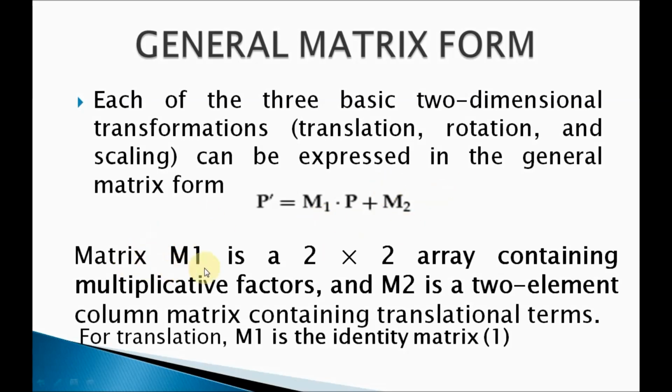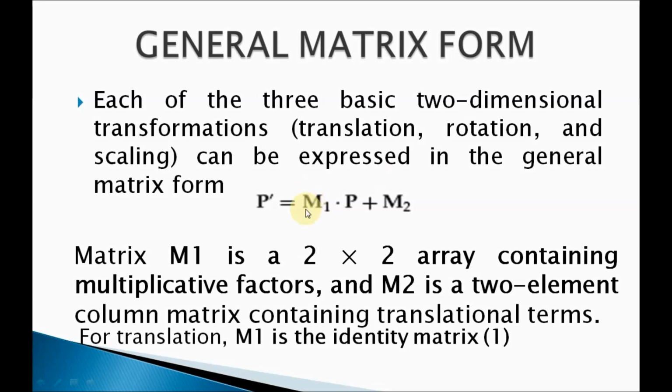But before that, matrix M1, what is it? It's a 2 by 2 matrix containing multiplicative factors. Now M2 is also a matrix, a two-dimensional column matrix, but it contains translation parameters. M2 contains translation parameters, M1 contains multiplicative factors. Remember one thing: if you are representing a rotation and scaling, which matrix do you need? You need M1, because M1 contains multiplicative factors.